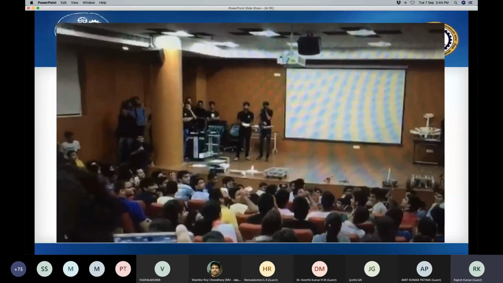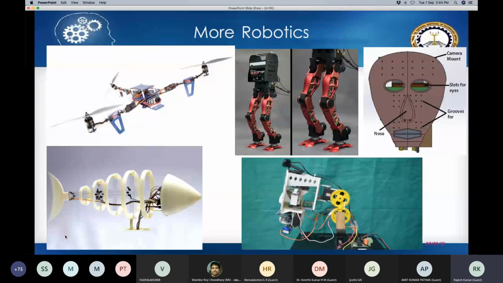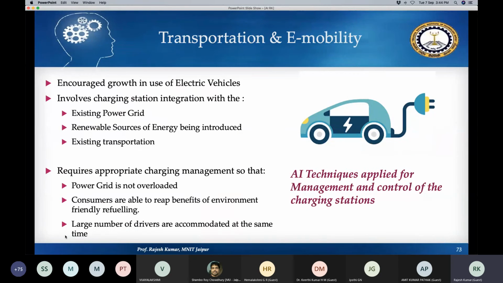And another part is that we have done a lot of work in this particular domain, robotics, which I'm just noting here. Just these two or three slides, and then we can conclude.